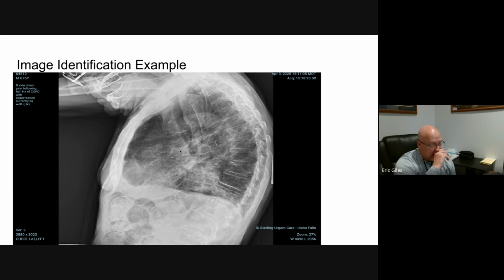So here is an image that was taken, looks like in Idaho Falls last week. Very, very nice lateral chest X-ray. So whoever took this, great job. But I just wanted to put this on here to show you some of the stuff.